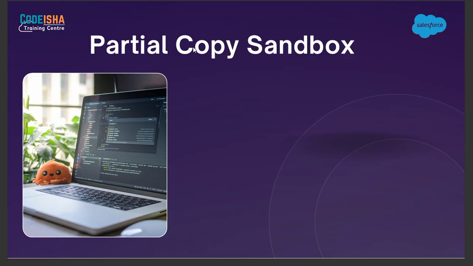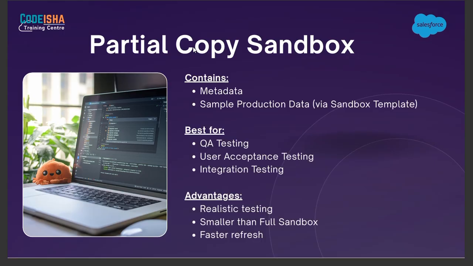Coming to the Partial Copy sandbox. This Partial Copy sandbox contains the metadata and also a sample of production data via a sandbox template. So not all the data, we only get samples of some of it. It's best for QA testing and UAT, nothing but user acceptance testing, and integration testing also we can do in this Partial Copy sandbox.